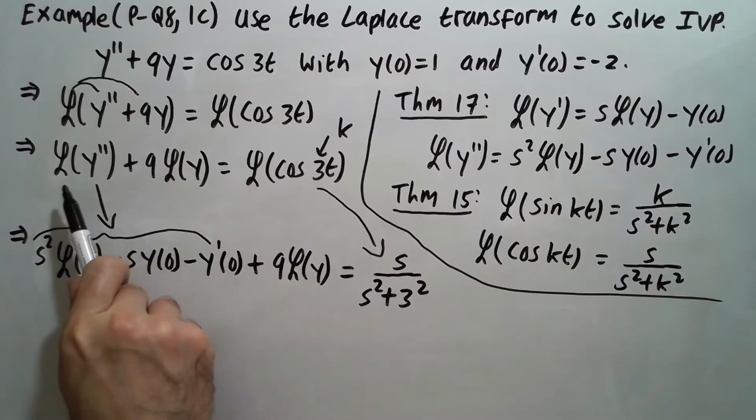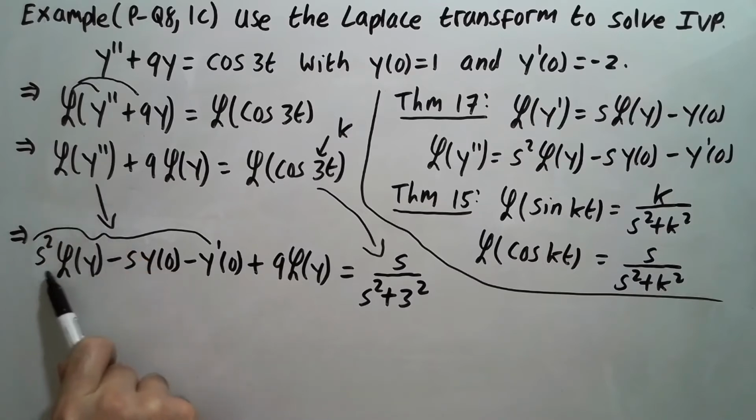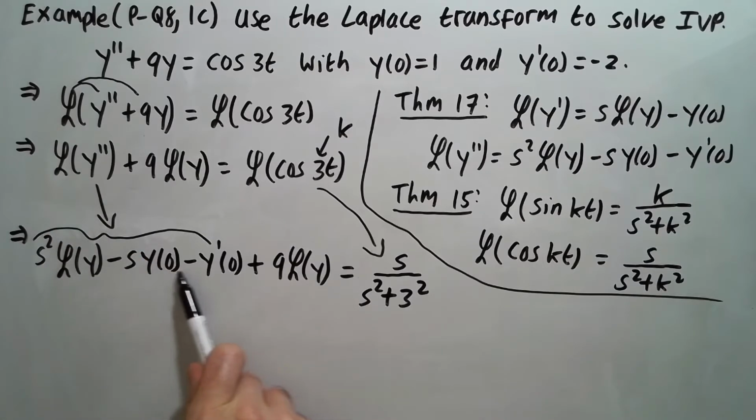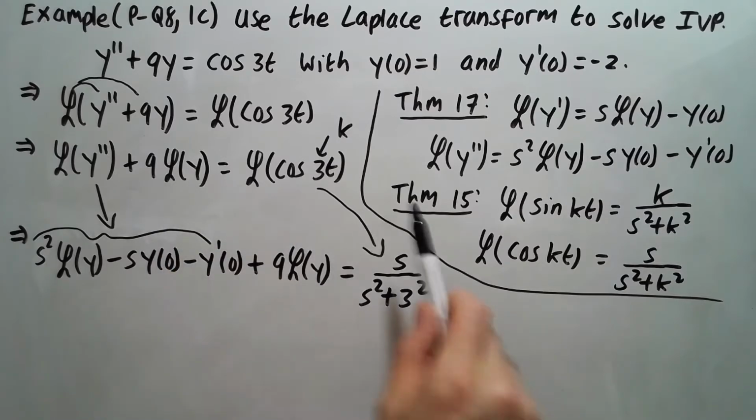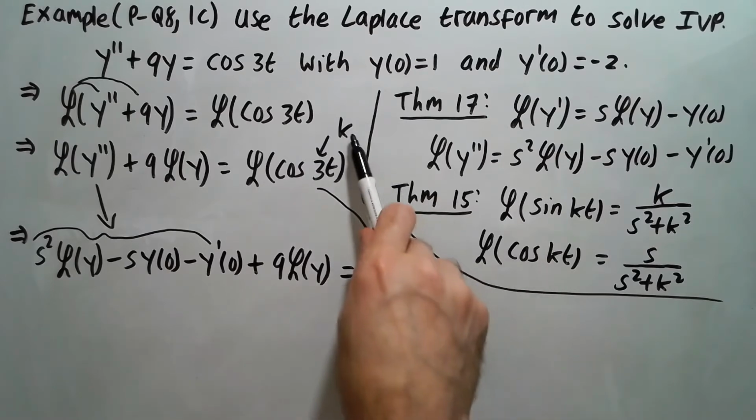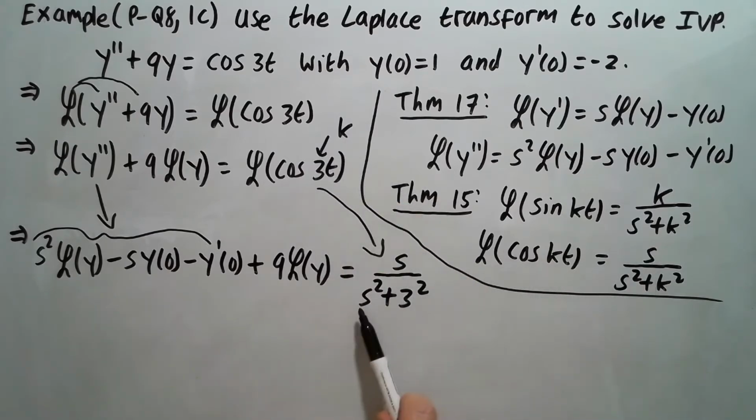Okay, so my Laplace of y double prime I replace with s squared Laplace of y minus s y of 0 minus y prime of 0. 9 Laplace of y is right here. Then Laplace of cosine of 3t, I'm using Theorem 15, with k being 3, is going to be s over s squared plus k squared. And in our case, k is 3, so it'll be 3 squared.